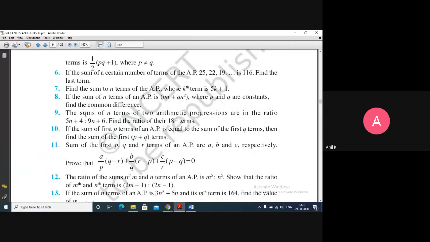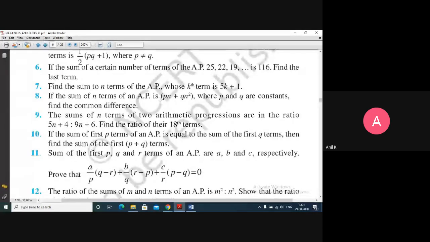Next is given: if the sum of n terms of an AP is Pn plus Qn square, where P and Q are constants, find the common difference. I think I explained this question. First you find S1 by substituting n as 1. So you will get S1 as P plus Q. Then find S2. S2 will come as 2P plus 4Q.